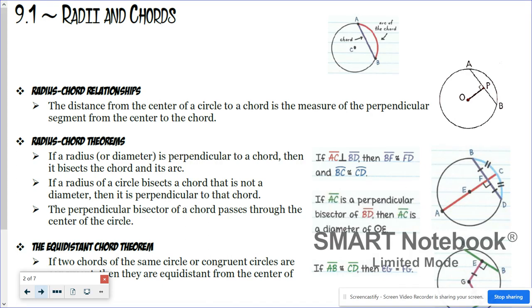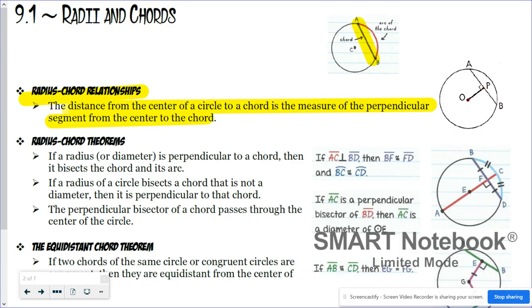So, a chord of a circle is a segment, and the segment connects two endpoints on the circle. A radius of a circle is the segment that connects the center of a circle to a point on the circle. The relationships we work with here depend on this first relationship between the radius and the chord: the distance from the center of the circle to a chord is the measure of the perpendicular segment from the center to the chord.